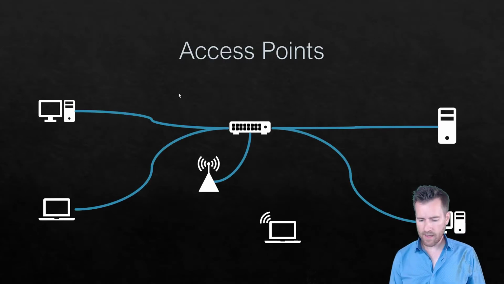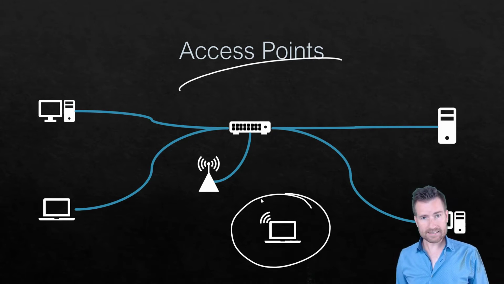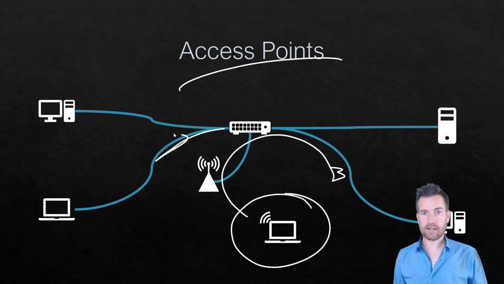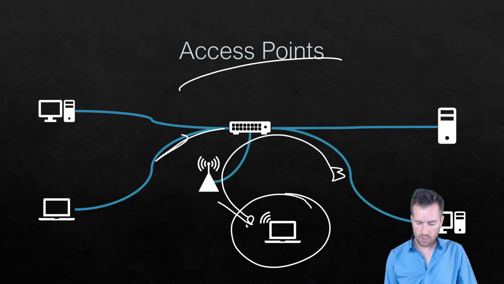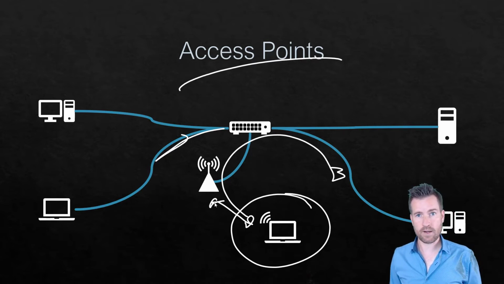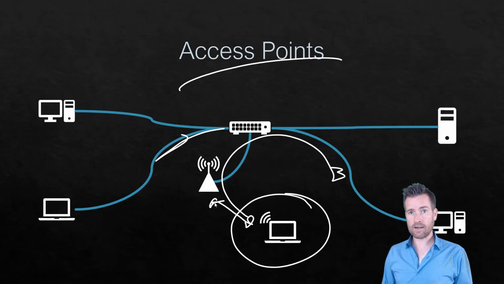Now let's talk about access points. Access points allow wireless devices to connect to the rest of your network without any cords. It will send signals back and forth to this wireless access point to gain access to the rest of the network. Now, an access point is different than a wireless router.